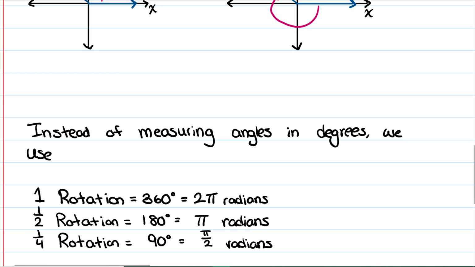In trigonometry, instead of measuring angles in degrees, we are going to use what we call radians. One rotation of 360 degrees is equal to 2 pi radians. So half a rotation is pi radians, and 1/4 of a rotation is pi over 2 radians. We're going to go more into how to develop these radians and use them in trig.